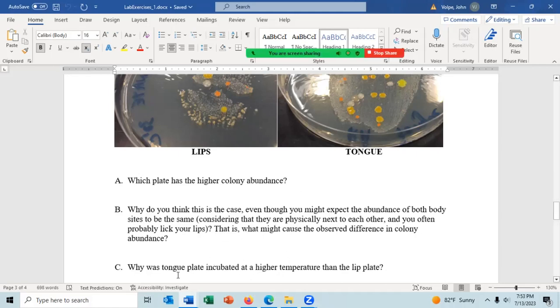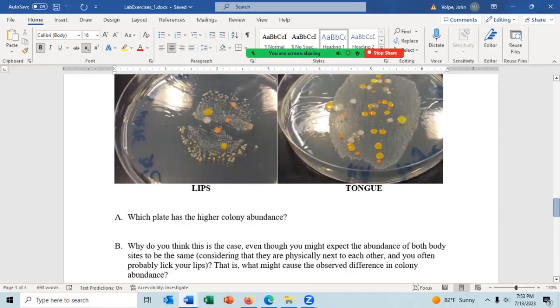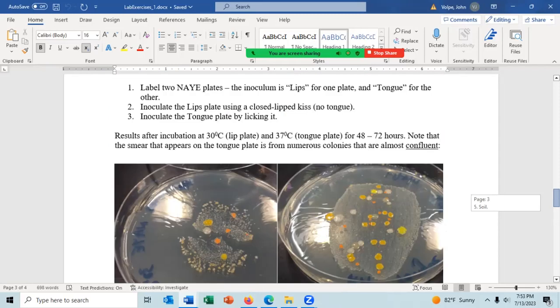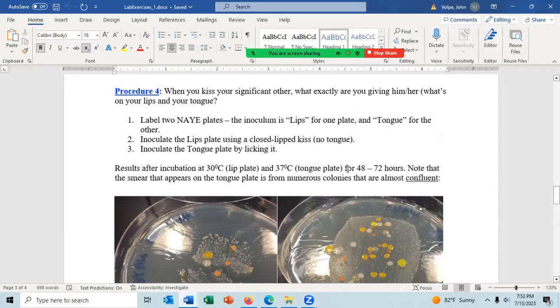And then C, most people get this one correct. Why was the tongue plate incubated at a higher temperature than the lip plate? I didn't talk about that, but the lip plate is, I think, grown at 37 degrees. The tongue plate is grown at 37 degrees, and the lip plate is grown at 30 degrees. Why did we grow them at different temperatures?